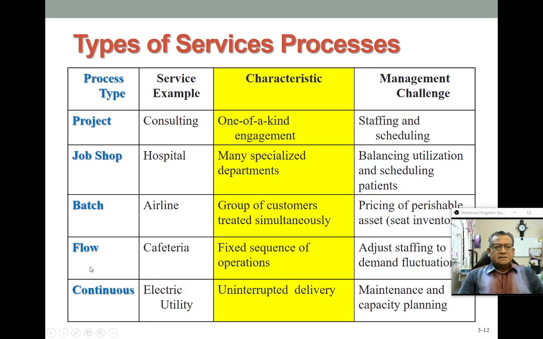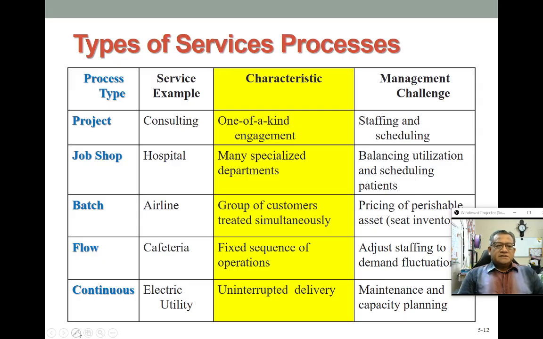The fourth process type is flow. It is a flow type like a cafeteria, like McDonald's or KFC, in which there is a fixed sequence of operations. When you enter, normally you go to the cashier, you make the order, and then you make the payment, and then later you get your food, and later you sit down and enjoy your food. So the management challenge is normally that you have to adjust staff based on timing, particularly at lunch time. There is big demand for food, so you have to adjust the staff, for example, as cashiers and also production, accordingly.